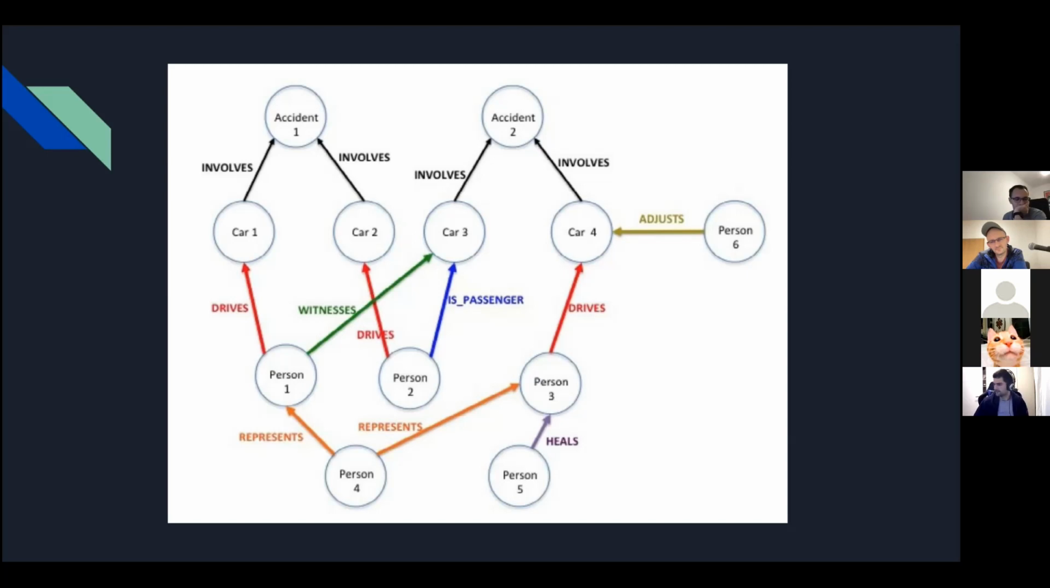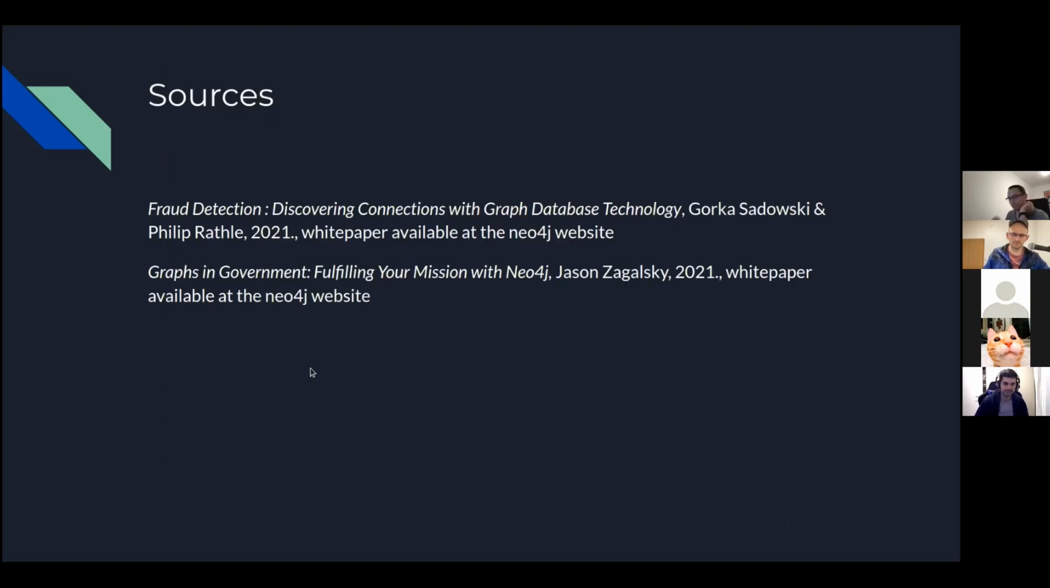I think that would be the end of my presentation. The next slide is just sources. Besides some Wikipedia stuff about general graphs and graph databases, I used these two white papers, which are available on the Neo4j website. You just need to fill out a form. They won't spam you. You can say you don't want to get mail, and that's it. They go into much greater detail, especially on graphs in government. It's not just law enforcement. They talk about everything from supplying troops in Iraq to supply chains across the globe and whatever.